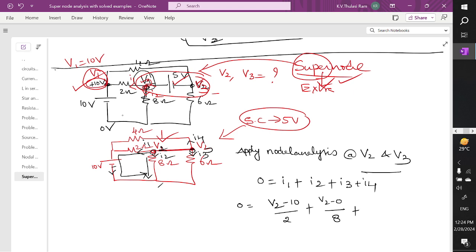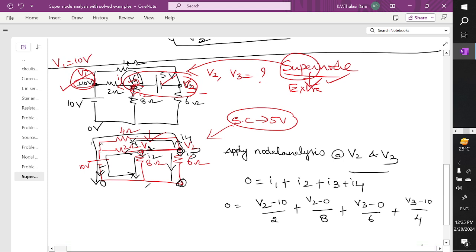How to write the current I3? Both are the same. This is high potential, this is low potential, and the current I3 is flowing like this in this branch. So I3 is V3 minus 0 divided by 6. How to write the current I4? V3, and what is the voltage at this point? It is 0. The I4 current is flowing like this to the 0. So I4 is V3 minus 10 divided by 4, with V3 as the leaving polarity.